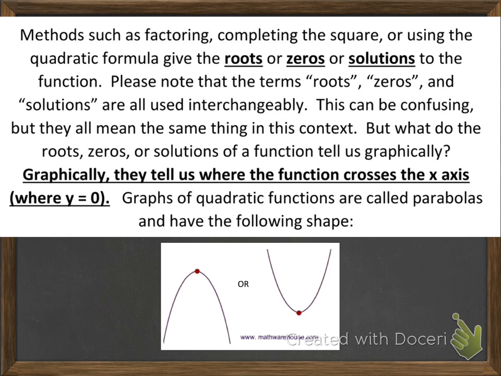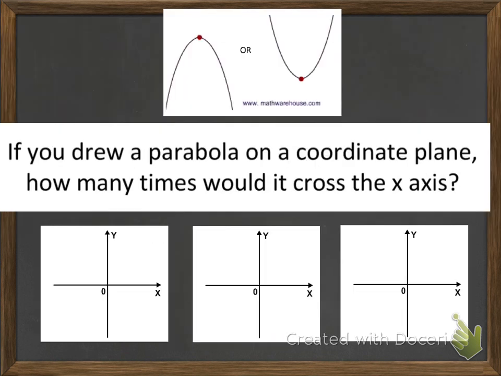Graphs of quadratic functions are called parabolas and have the following shape. Notice they can be oriented upwards, so I always like to joke that this is a smiley face, or they can be a frowny face, right? They can be pointed downwards, like that. If you drew a parabola on the coordinate plane, how many times would it cross the x-axis? Take a minute, pause this video, and see if you can figure out how to make a parabola cross the x-axis once, twice, and 0 times. Then unpause the video to see if you're correct.